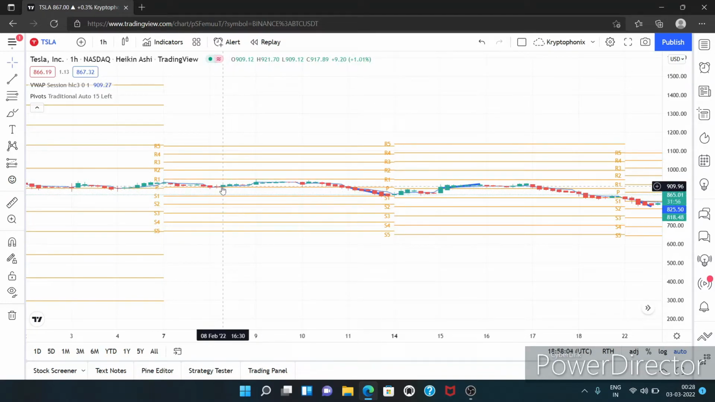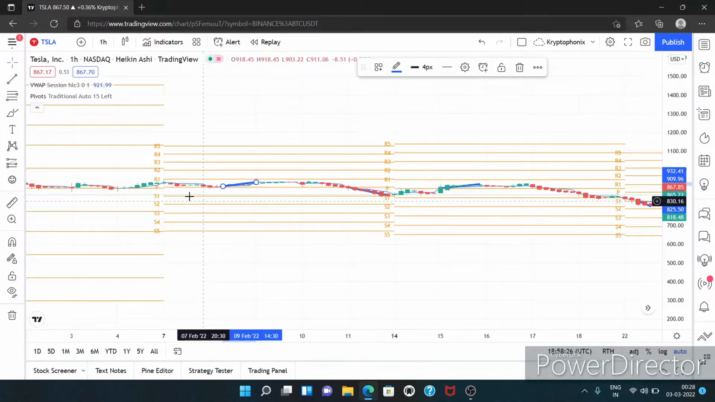The price is above the VWAP and also near the support level. Result: up move. The price is above the VWAP and near the support level. The support was not broken. Result: up move, an up move from 900 levels to 946.